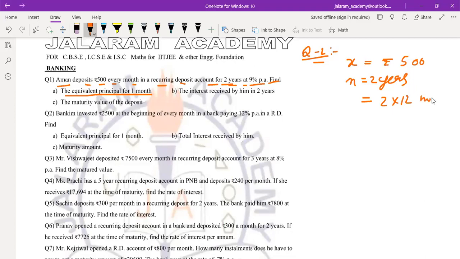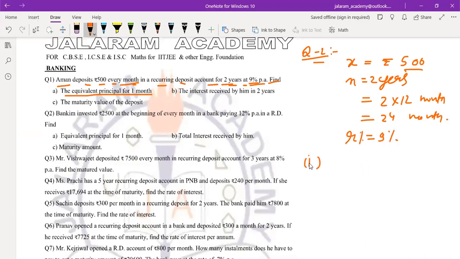So 2 into 12 months. Why number of months? As rupees 500 is deposited every month, the period will also be given in months: 24 months. And the rate of interest is given in the question, so we should write that also. Always write all the information before starting the question.